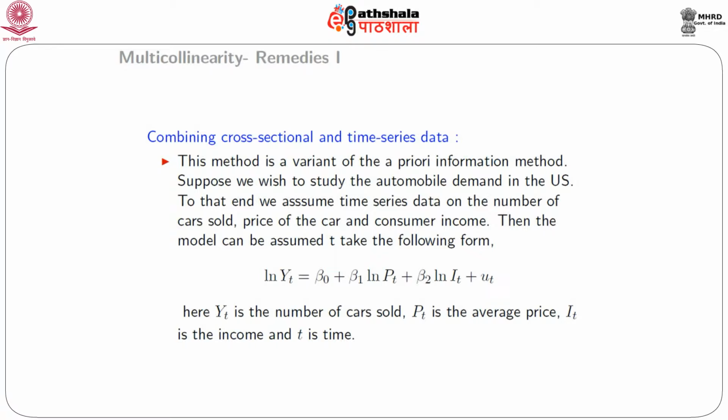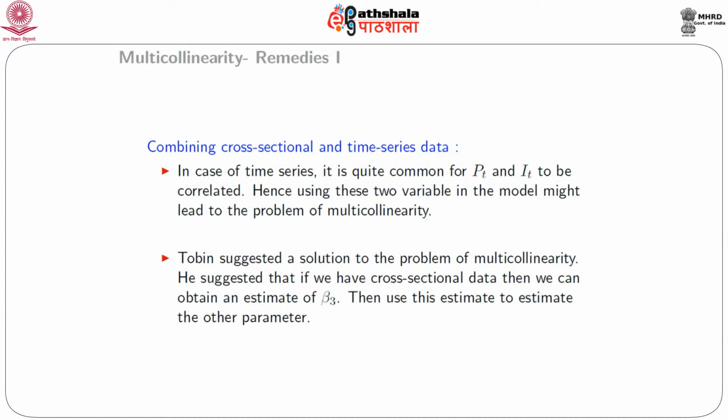Here yt is our response, which is the number of cars sold. Pt is the first predictor variable, which is the average price of a car, it is the income variable, and t is the time. In case of time series data, it is quite common for Pt, which is price, and It, which is income, to be correlated. If we think about it intuitively, as the income of a person goes up, then the price of the commodities that he can afford also goes up. So, we can intuitively see a positive correlation between the two variables.